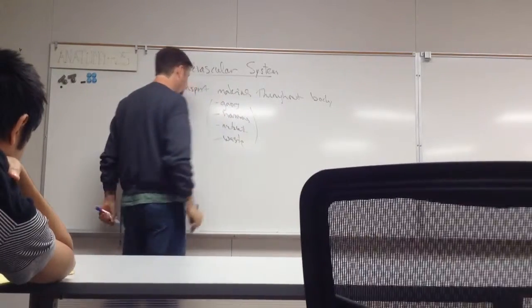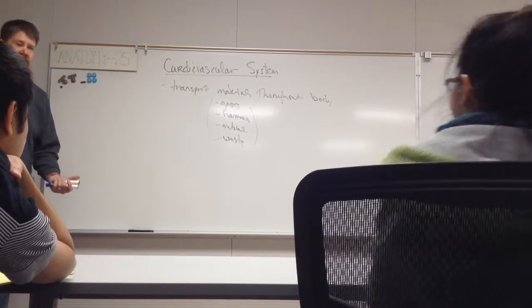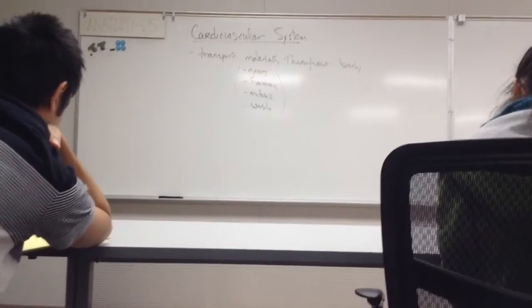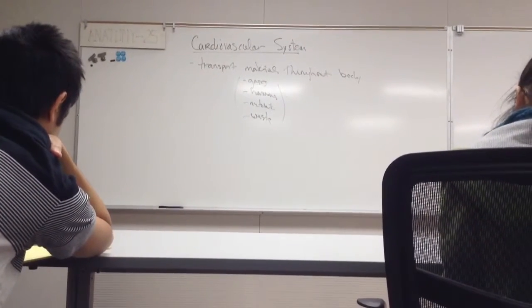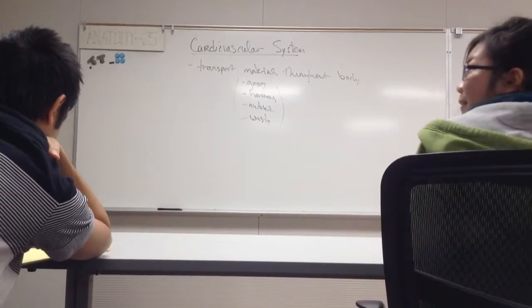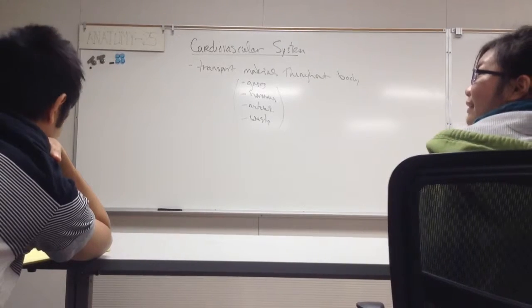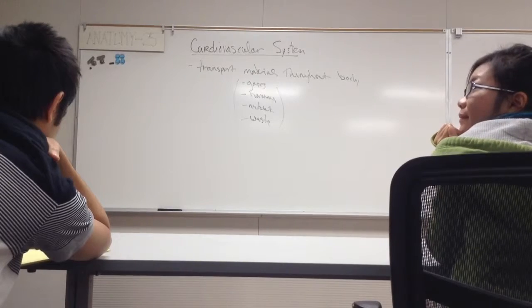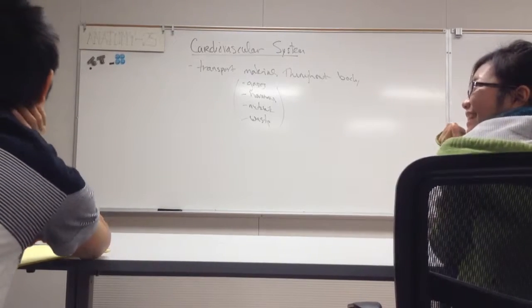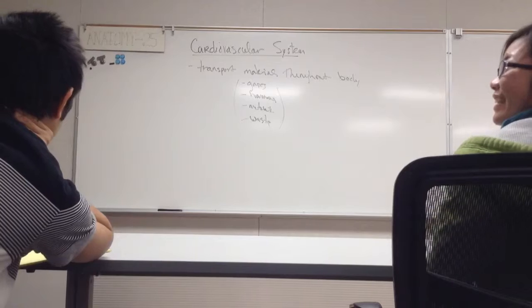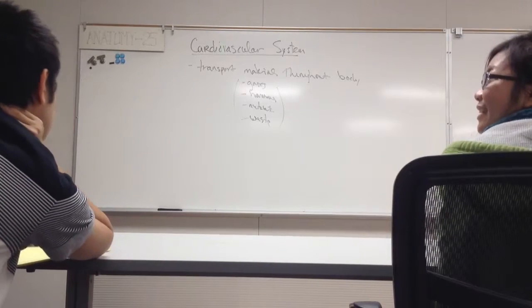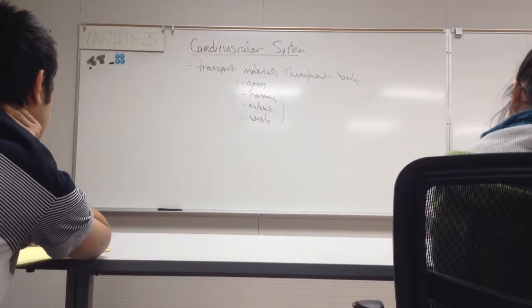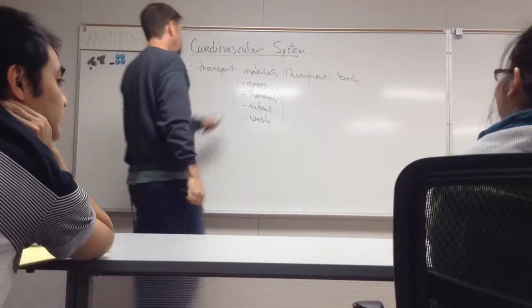I mean, obviously it transports other things, but gases, oxygen needs to be delivered to the tissues, carbon dioxide removed from the tissues. How come? Why do cells need oxygen? Cellular respiration. What role does oxygen serve in cellular respiration? Final electron acceptor in the electron transport chain. Right? Carbon dioxide.